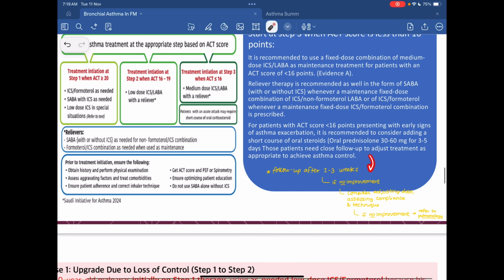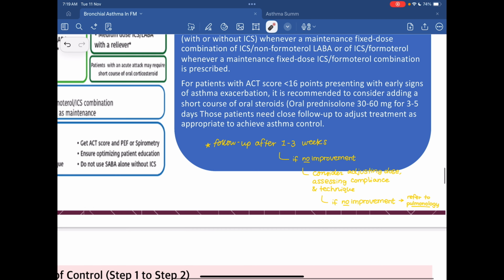After this course, in step 3 we're going to follow up after 1 to 3 weeks, and if there's no improvement we're going to consider adjusting dose, assessing compliance and technique. If there is no improvement, refer to pulmonology. That's it, this is done, it's the family physician's work.